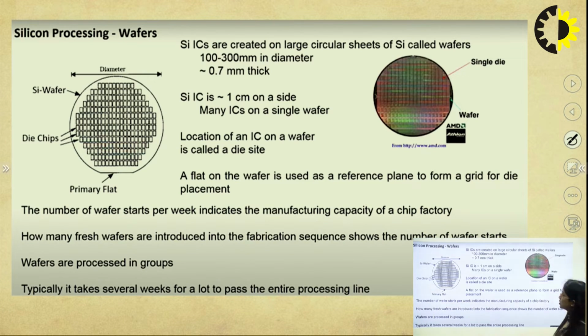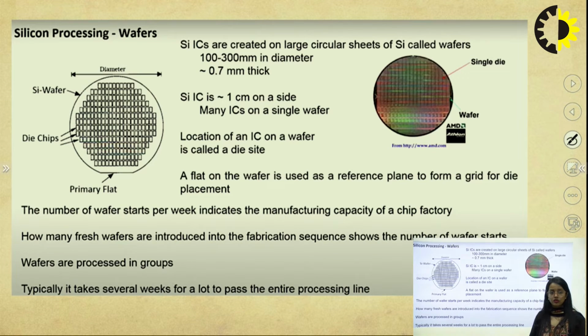Here the silicon ICs are created on large circular sheets of silicon called wafers. So here we can have an idea of the diameter. It is 100 to 300 mm in diameter, and the thickness is 0.7 mm. Any silicon IC is approximately 1 centimeter on a side. So many ICs may be obtained out of one single wafer.